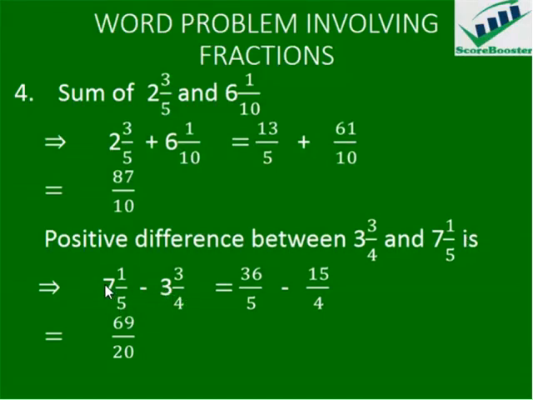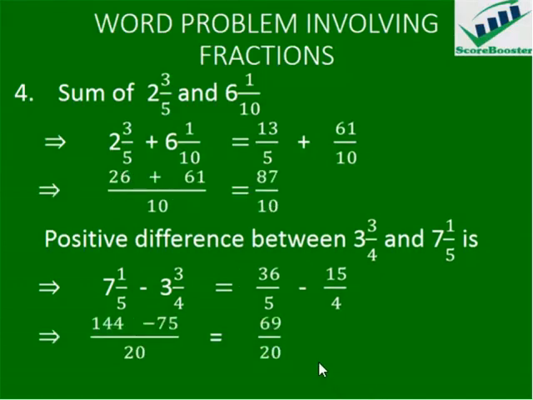We convert this to improper fraction. 5 multiplied by 7, 35. 35 plus 1 will give 36 over 5 minus 4 multiplied by 3, 12. 12 plus 3, 15 over 4. So this is where you will show that you understand how lowest common multiple is obtained. So now we find the lowest common multiple of 5 and 4.